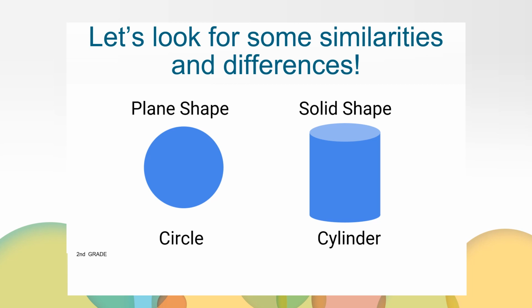Now, stop and think about how they are different. How are these two shapes different? The plane shape is flat, and the solid shape is three-dimensional. Did you think of any other ways that they are different?